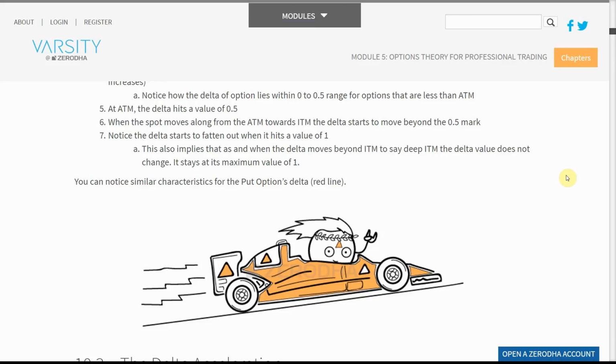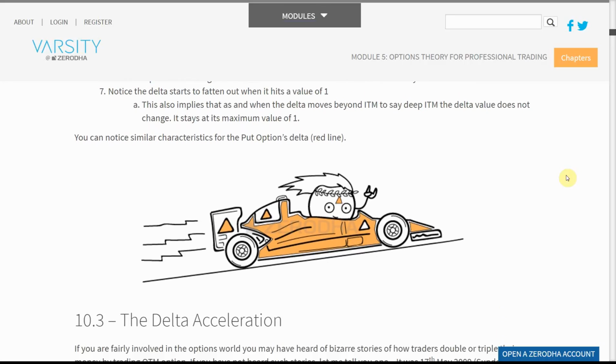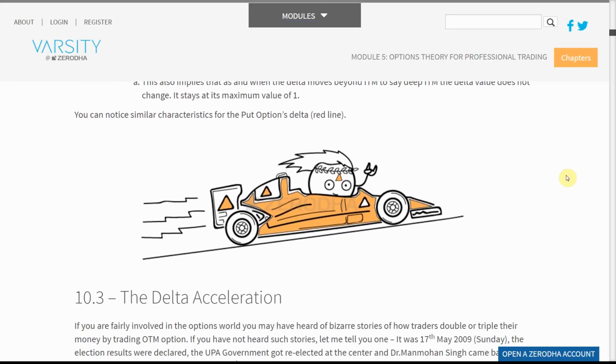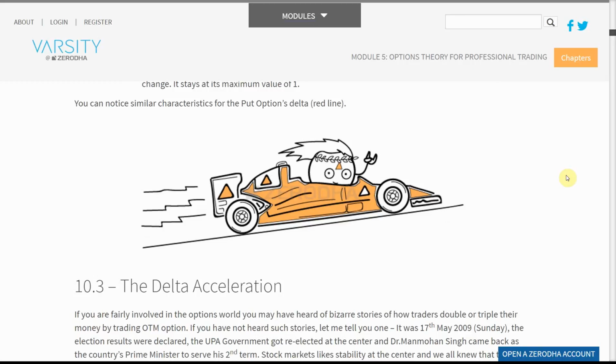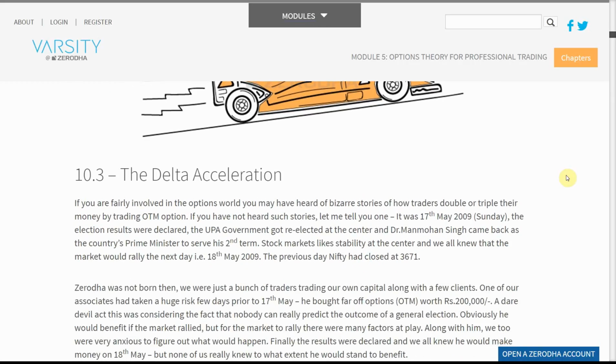When the spot moves along from the ATM towards ITM, the delta starts to move beyond the 0.5 mark. Notice the delta starts to flatten out when it hits a value of 1. This also implies that as and when the spot moves beyond ITM to, say, deep ITM, the delta value does not change. It stays at its maximum value of 1. You can notice similar characteristics for the put option's delta, red line.